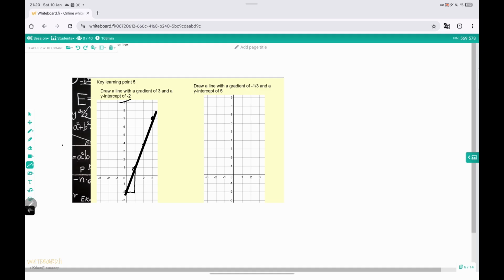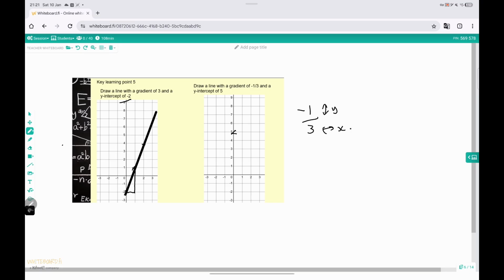Okay, so this one we've got a slightly more difficult issue because the gradient's minus a third. Well, let's start with the easy bit, and the y-intercept is 5. Okay, so I know my graph's going through there at some point. Now, a gradient of minus 3 over 1, bear in mind that gradient is rise over run. Technically speaking, it means for a change in y of minus 1, we have a change in x of 3.